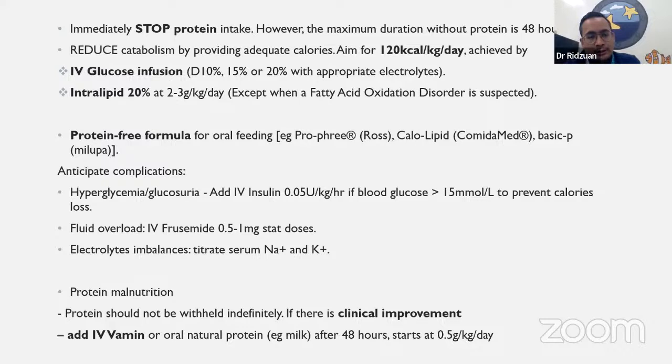We need to anticipate complications. If there is hyperglycemia, insulin infusion should be started. If there is fluid overload, you should give mini boluses of furosemide. If there is an electrolyte imbalance, we should correct it. Protein should not be withheld indefinitely. If the clinical condition improves, we need to add IV amino acids or oral natural protein after 48 hours, starting at the lowest dose of 0.5 gram per kilo per day.